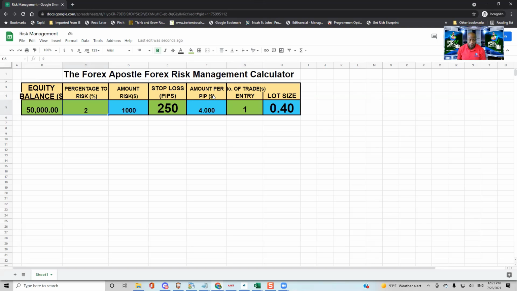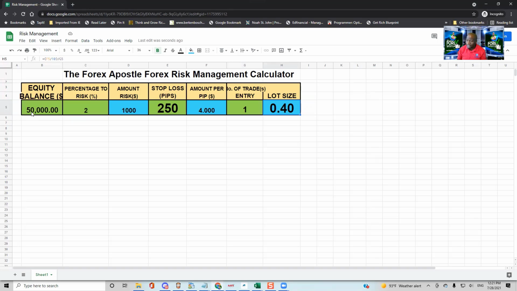So it therefore means that the total value of pips will be $4 per pip. If I'm placing one trade, that will be one trade, so the lot size that I will be trading will be 0.4. And somebody says, what? 0.4 for $50,000? Yes, because of the number of pips that you are risking.